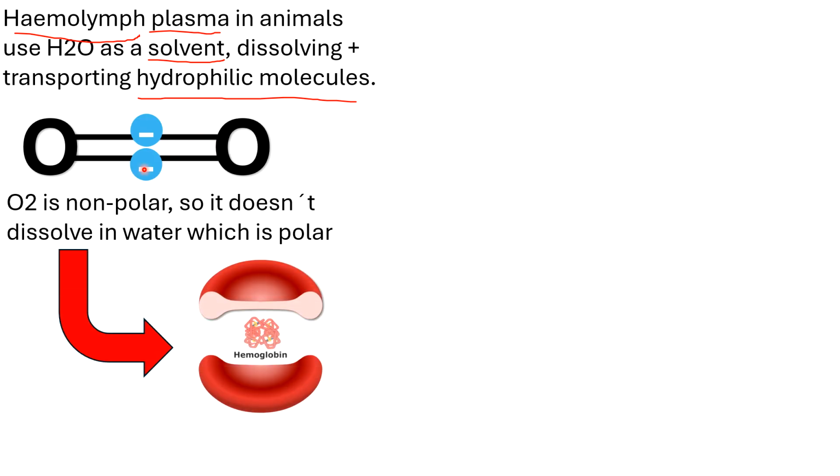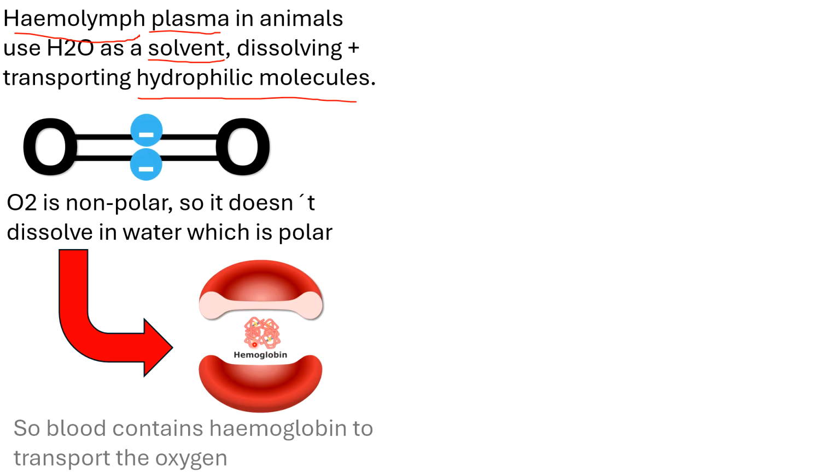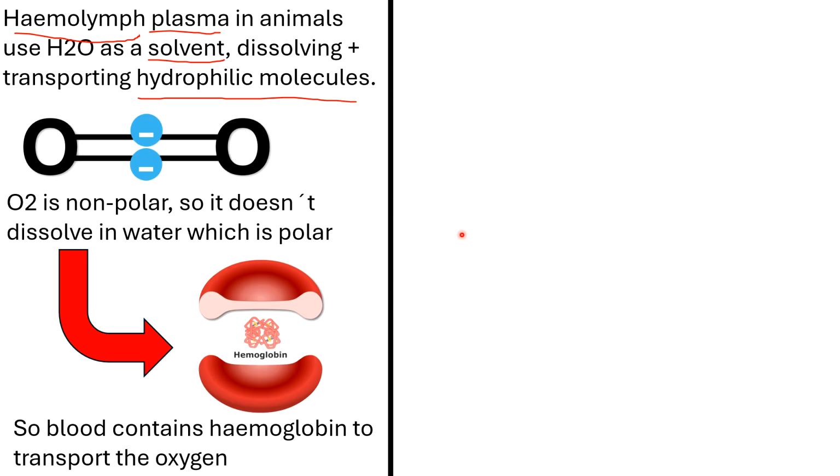Now, because oxygen cannot dissolve in water, it cannot dissolve in the plasma of hemolymph or blood. How do we transport it? Okay, so we do this in the hemoglobin of red blood cells. Yes, as you can see here. So, moving on.